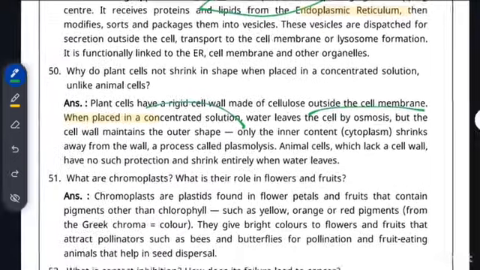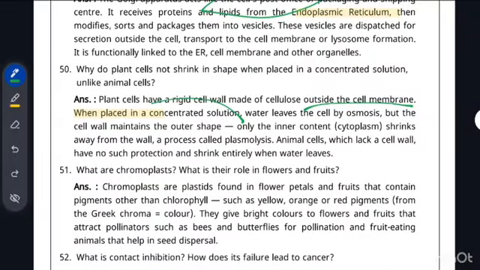What are chromoplasts? What is their role in flowers and fruits? The chromoplasts are plastids. We discussed this in the differentiation also. Found in flowers, petals and fruits, they contain pigments other than chlorophyll, meaning green, such as yellow, orange, red and other bright colors. They give bright colors to flowers and fruits, attracting pollinators for pollination.